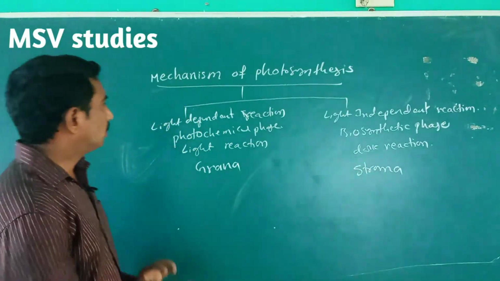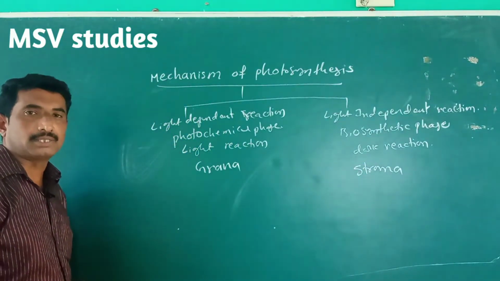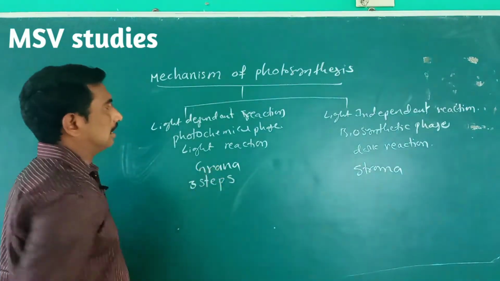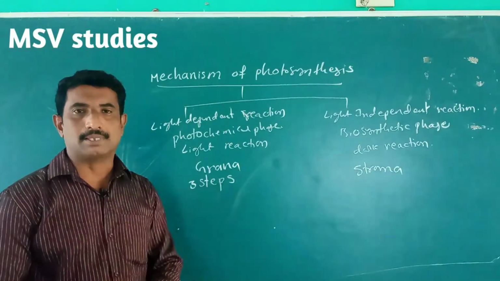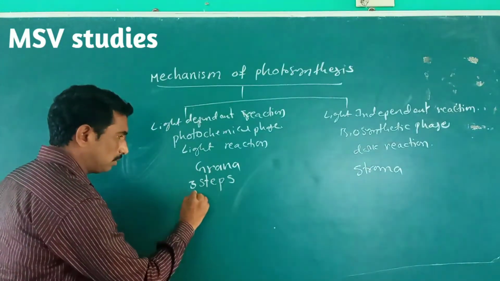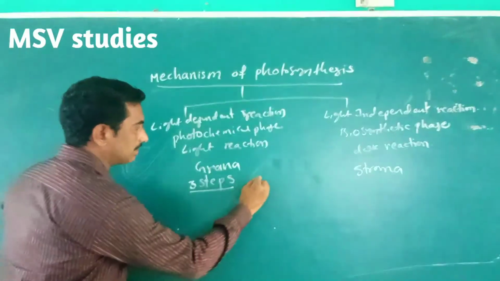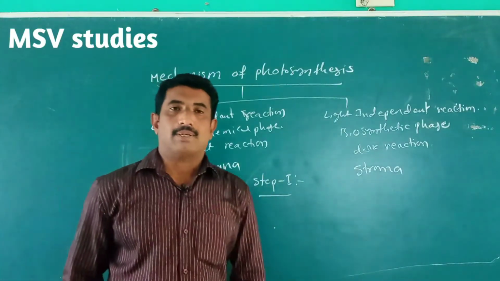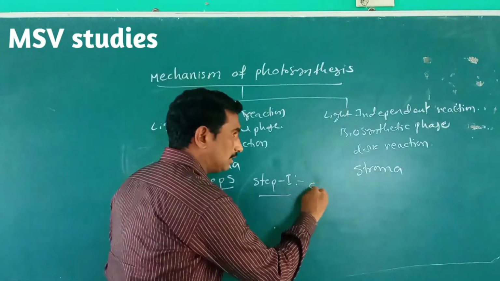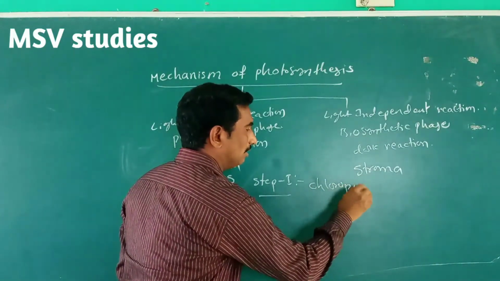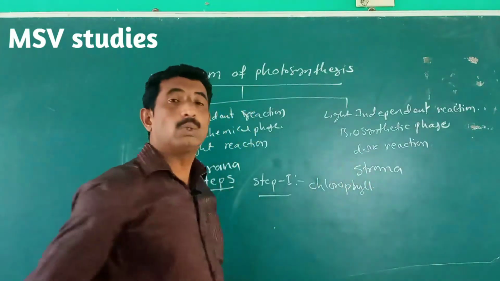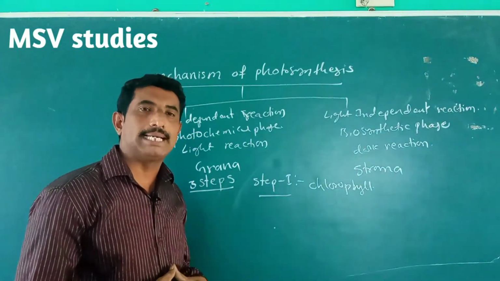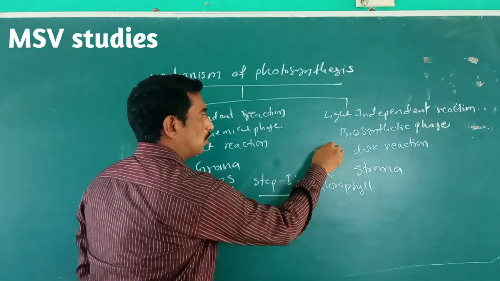Right, children. Now we are going to discuss the light dependent reaction. It has three steps. It's very important, children. Okay, the first step: the chlorophyll, it is a pigment, children. The chlorophyll of the plant absorbs the solar energy.